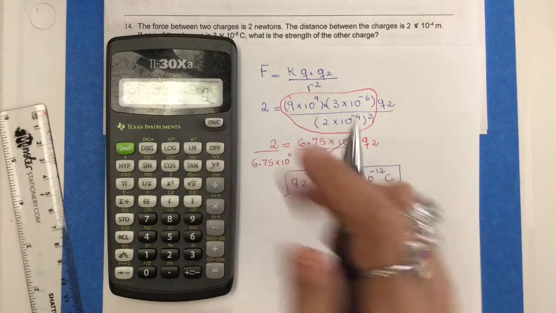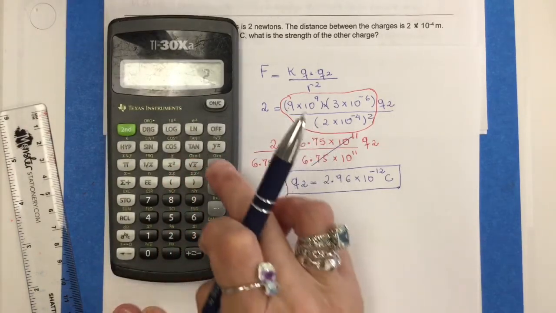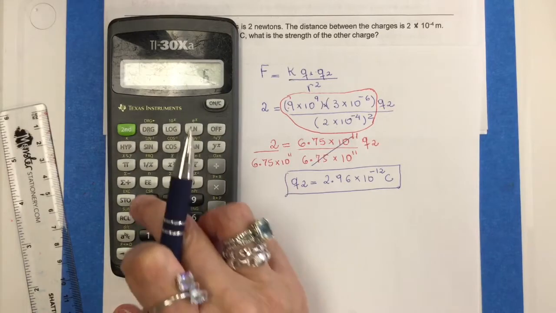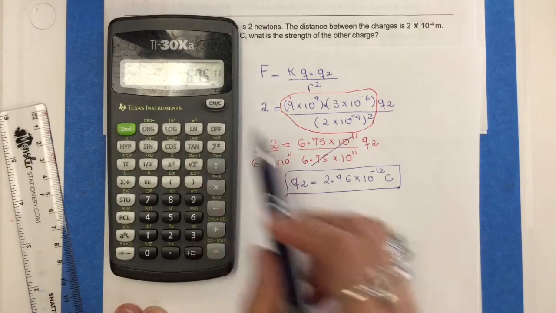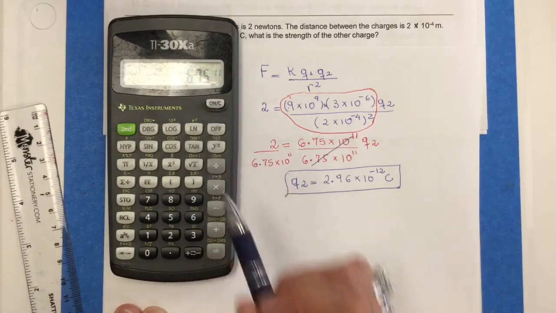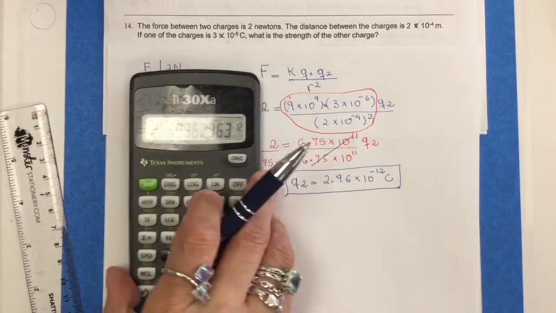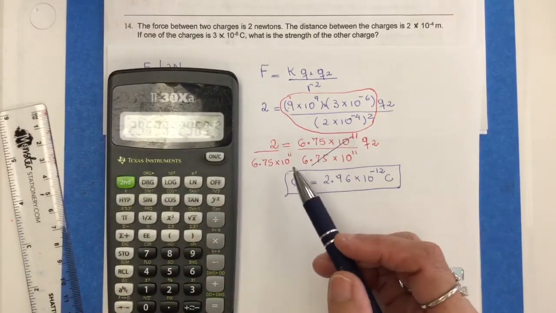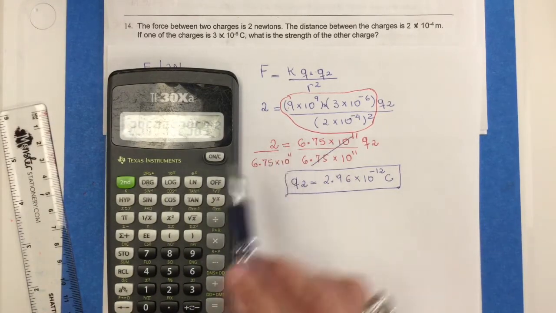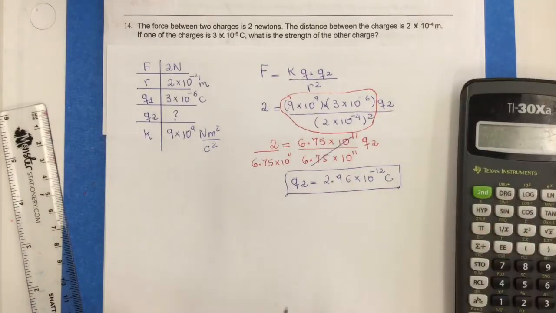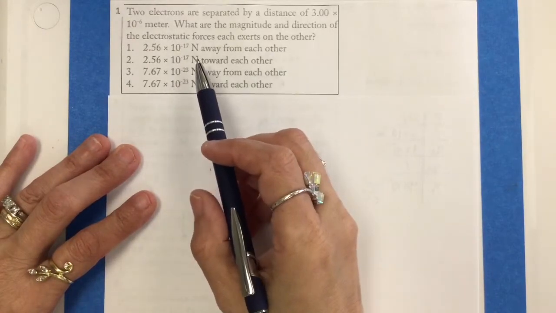Now, if you didn't want to do what I just did, you can go ahead and do 2 divided by 6.75 EE to the 11 power, and you give the same result. I'm just showing an alternative that you can use this key, but if you don't want to, it's fine. That's the final answer.